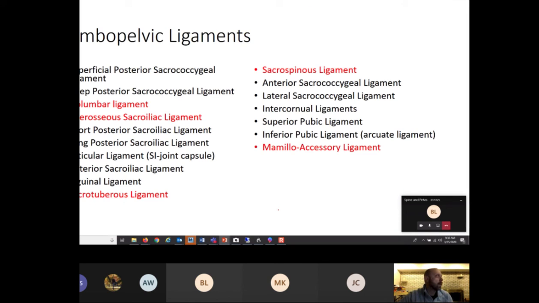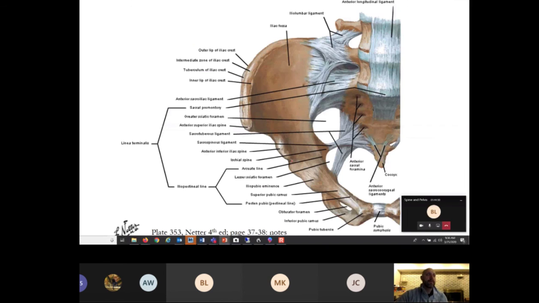Okay. We had a big list here, but as far as the ligaments of the pelvis go, again, be able to list them. But if you can look at a diagram like this and talk your way through without looking at the labels, you're going to be just fine.